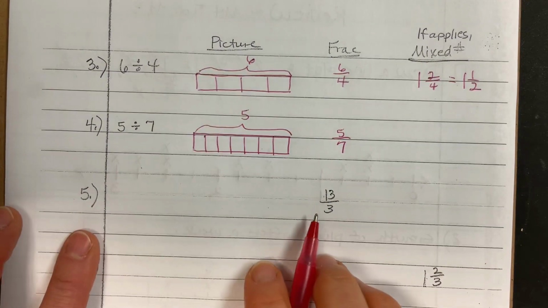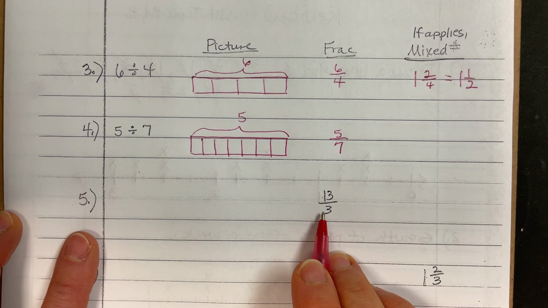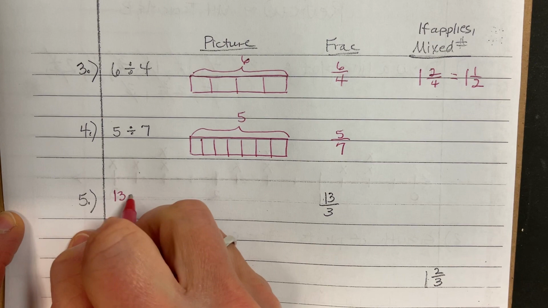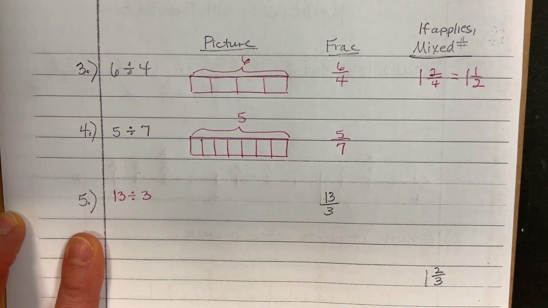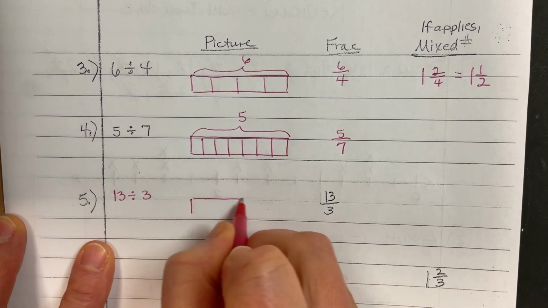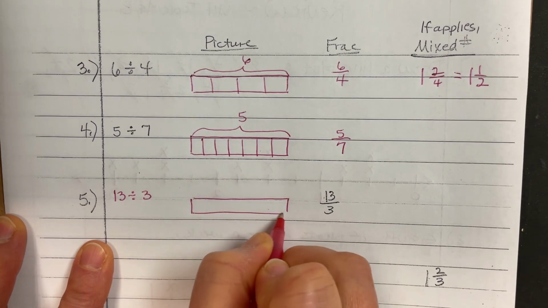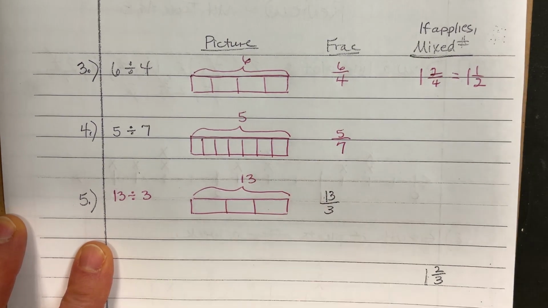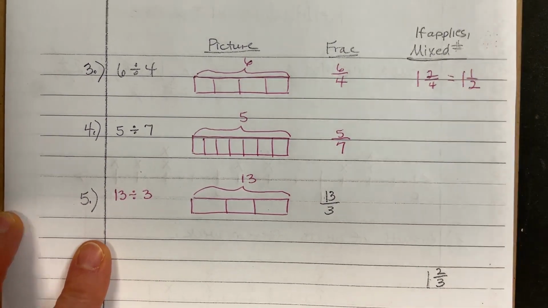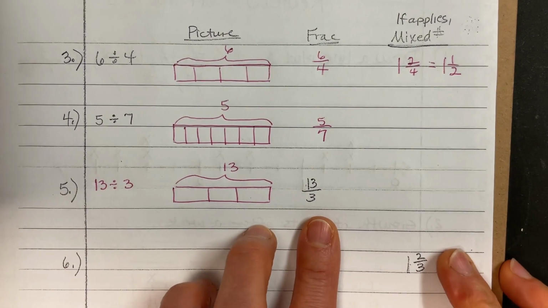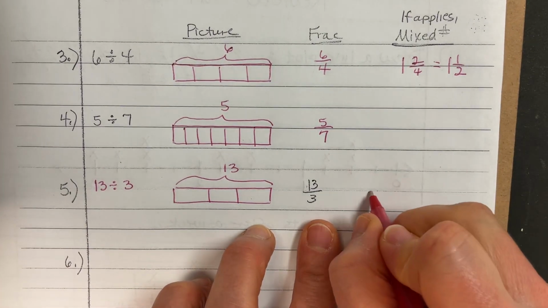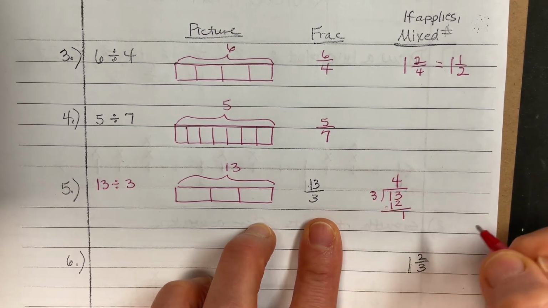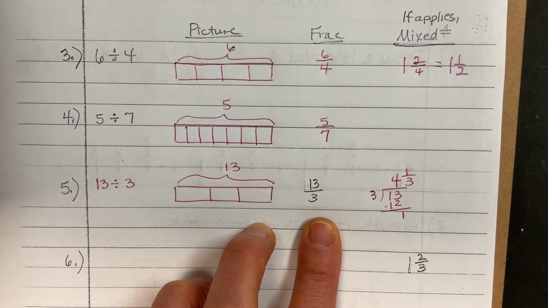Okay, number 5, the fraction they give us is 13/3. Okay, we can think about that as 13 divided by 3. My picture would look like 13 is my whole amount, and it's divided into 3 sections. Since this is improper, I can write this as a mixed number. Okay, 3 divides into 13 4 times with 1 left over. So 4 1/3.